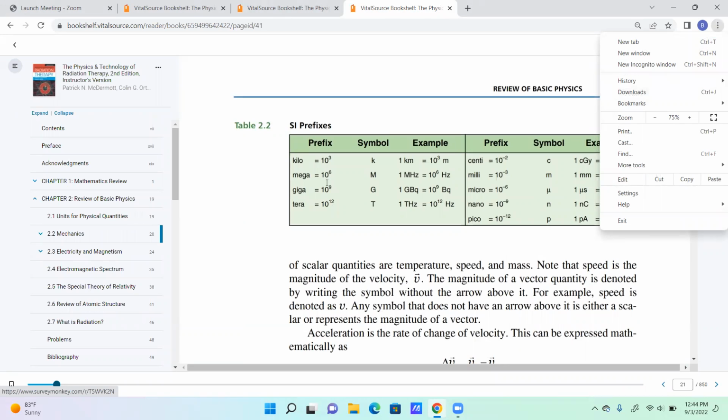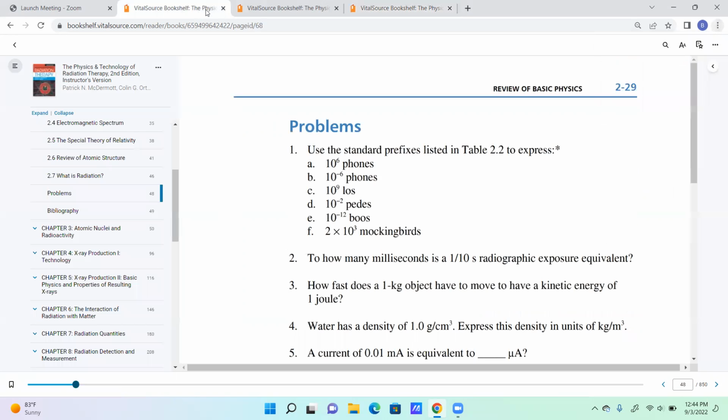You can see it here. This refers to mega, or 10 to the 6th. So if you have 1 megahertz, basically you have 10 to the 6th hertz. So 10 to the 6 phones is the same as saying 1 megaphone.